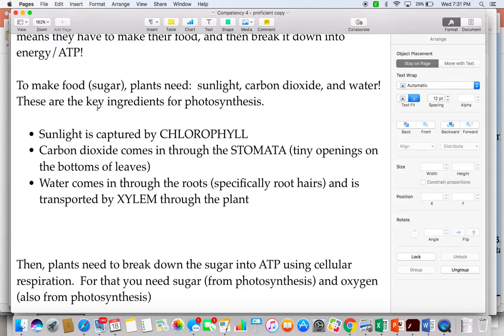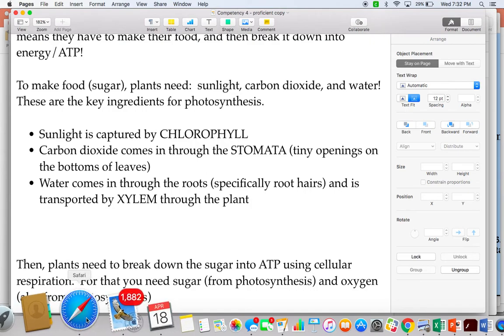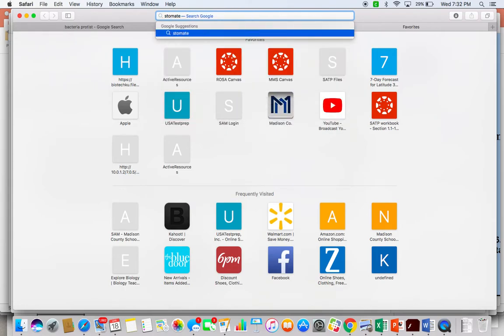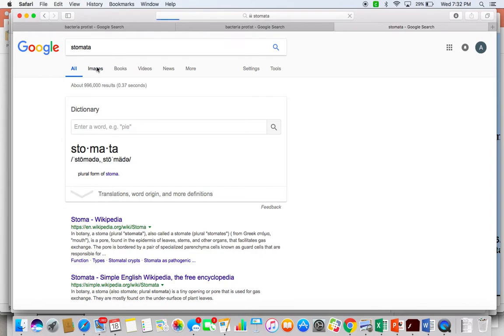So that's the first ingredient. The carbon dioxide comes in through the stomata in the leaves. And the stomata, they're just little teeny tiny openings on the bottom sides of the leaves. I'll go over here real quick and Google one for you, just so you can see what it looks like. They kind of look like little eyeballs on the bottom sides of the leaves.